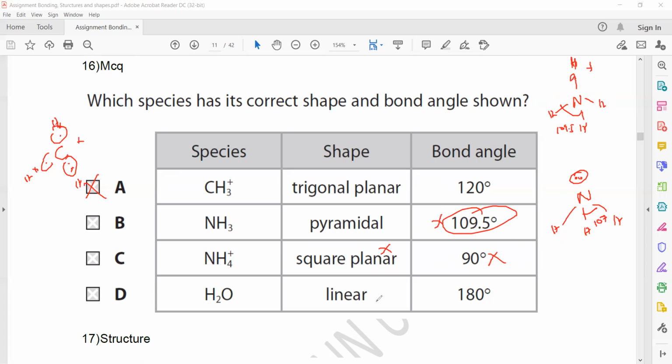In H2O, it's not linear, it is a bent structure, as oxygen has two bond pairs and two lone pairs. The bond angle is 104. So geometry and shape both are given wrong. Here the shape is given correct, but the angle is given wrong. In this case, both are correct. That's why A is the right answer. Is it clear?